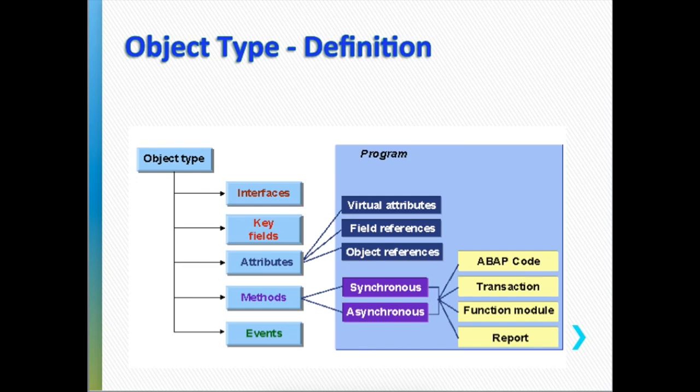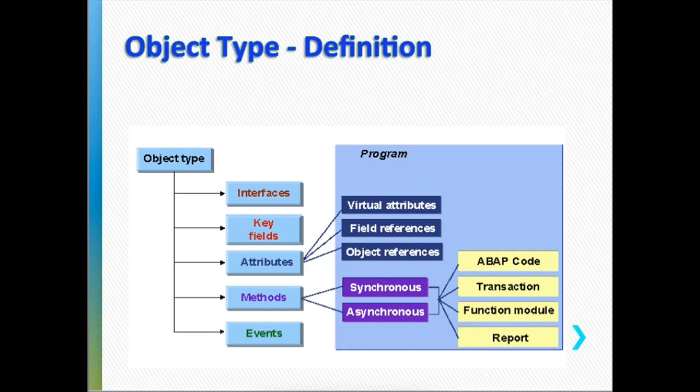If you look at the attributes, there are three types. One is virtual, field reference, and object reference. Virtual attributes is a combination of fields. With field references, you can directly refer to any existing field in a table field or any other field which is already available in SAP. And with object reference, you can refer to another existing business object. That's where you can create an attribute which is referring to another business object.